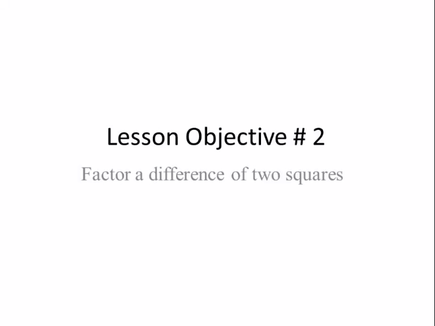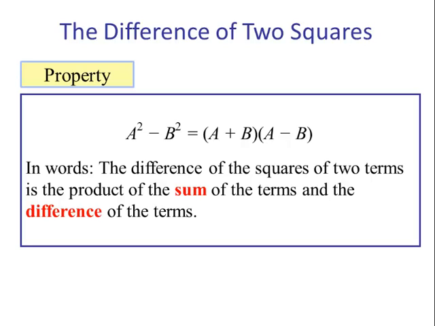Lesson objective. The difference of two squares. Property. A squared minus b squared equals the binomial a plus b times a minus b. In words, the difference of the squares of two terms is the product of the sum of the terms and the difference of the terms. The way I think of it is, if we have a perfect square minus another perfect square, that is equal to the square root of the first term plus the square root of the second term times its conjugate.